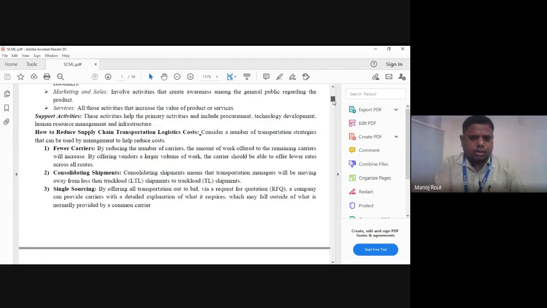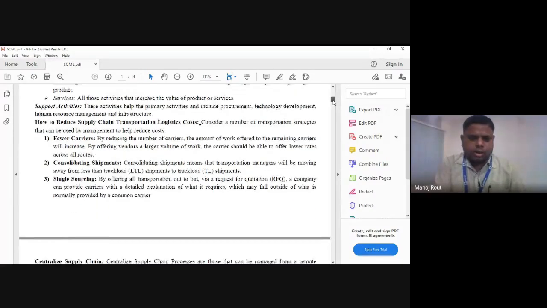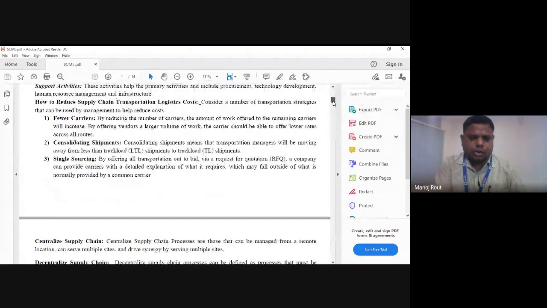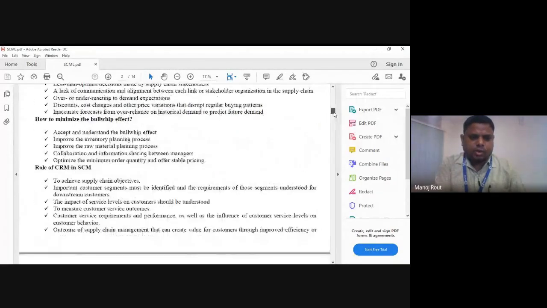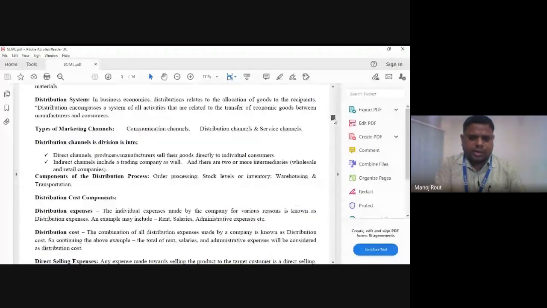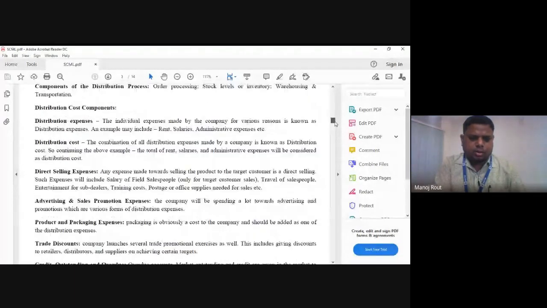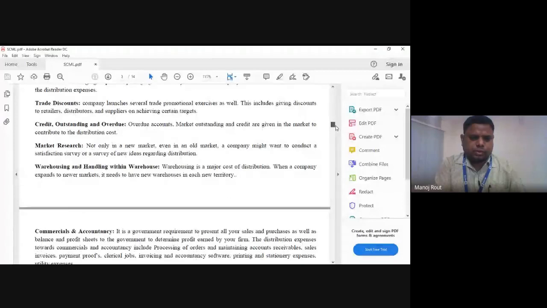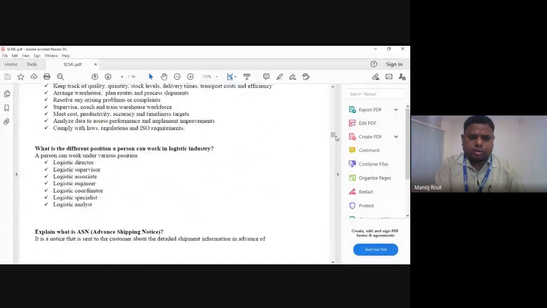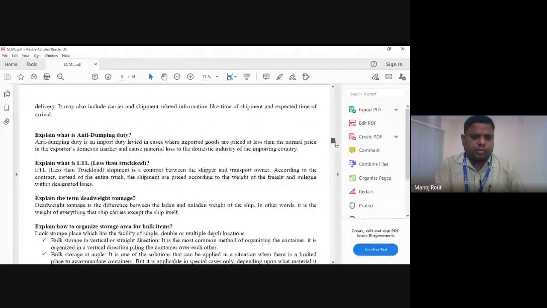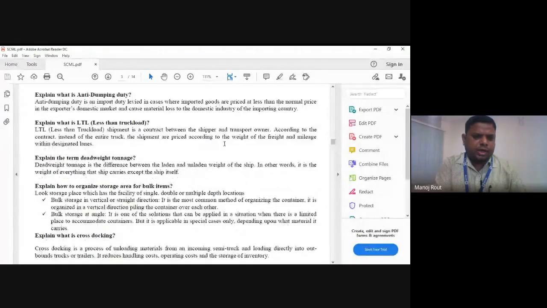I have just quickly gone through the things we discussed in the previous class as well as today's class. There are some tricky questions given. I just speedily rotate this one. These are the questions. For example, explain what is LTL, less than truckload.